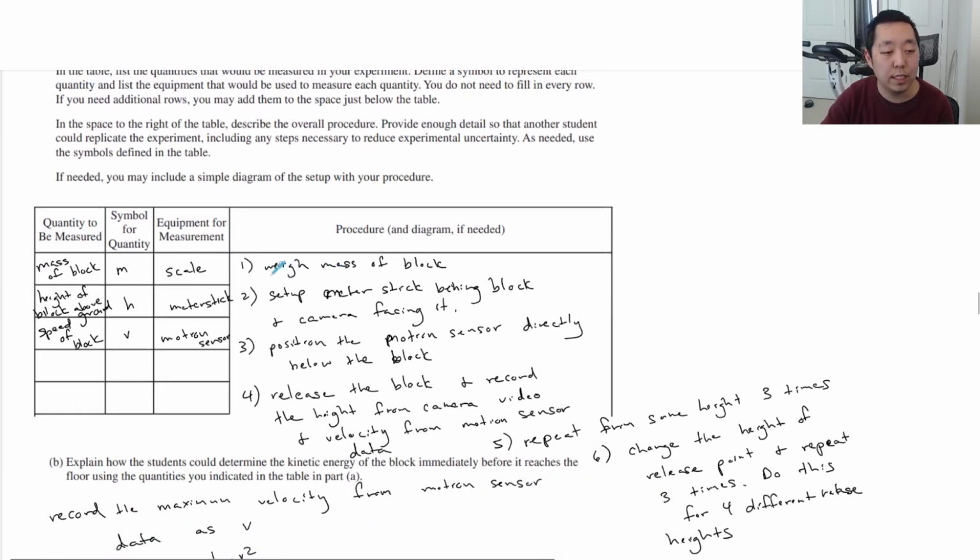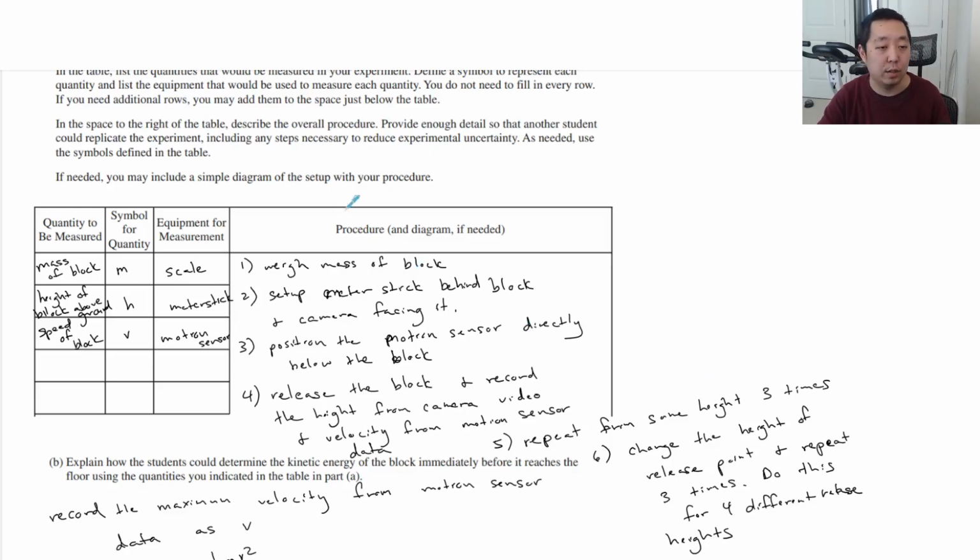So I said the steps were to weigh the mass of the block, then set up the meter stick behind the block, with the camera facing it. My handwriting is terrible. Position the motion sensor directly below the block. Release the block and record the height from the camera video and the velocity from the motion sensor data. And repeat from the same height 3 times.